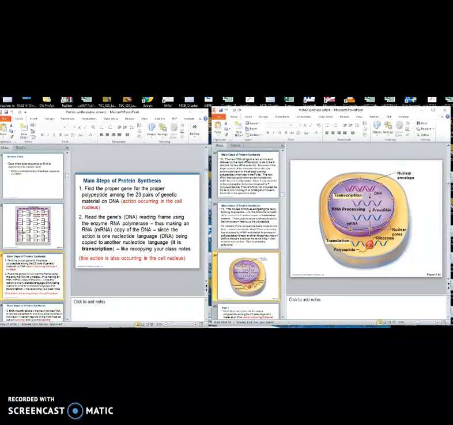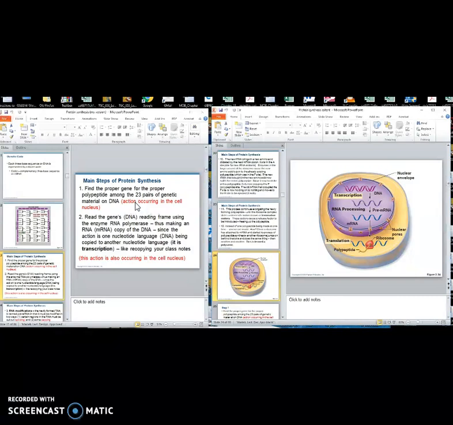Okay. In the steps of protein synthesis, step 1, you have to find the proper gene for the proper polypeptide among the 23 pairs of genetic material. This is occurring in the cell nucleus. So the first thing that has to happen is, where is the gene?